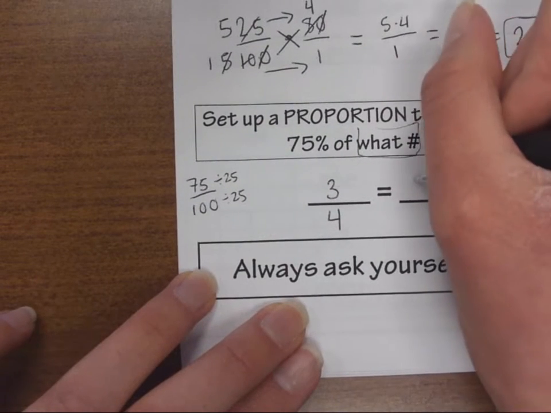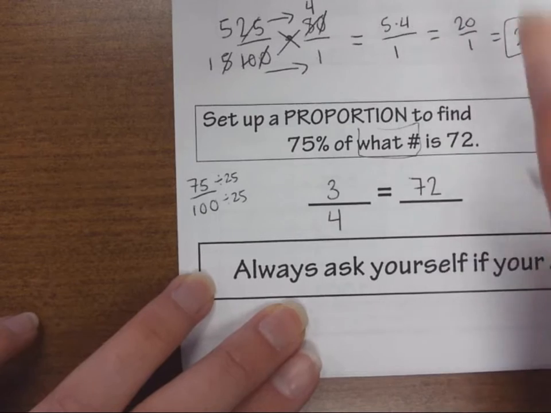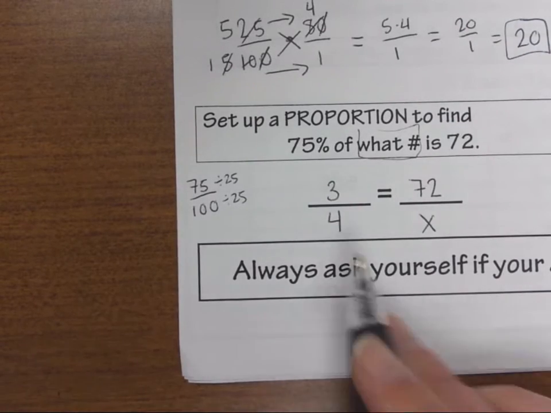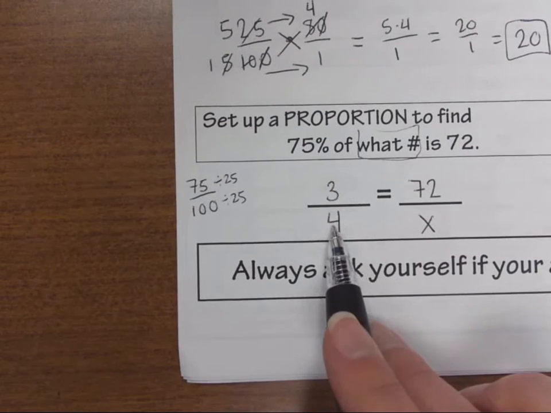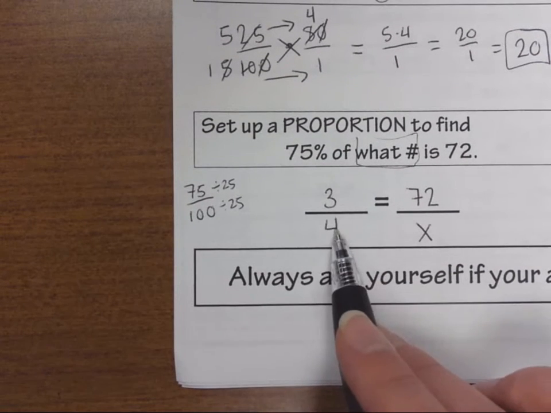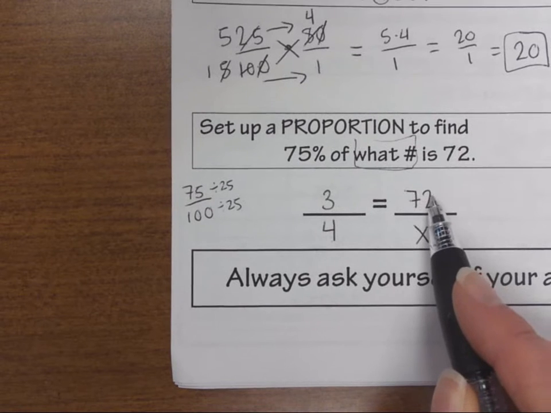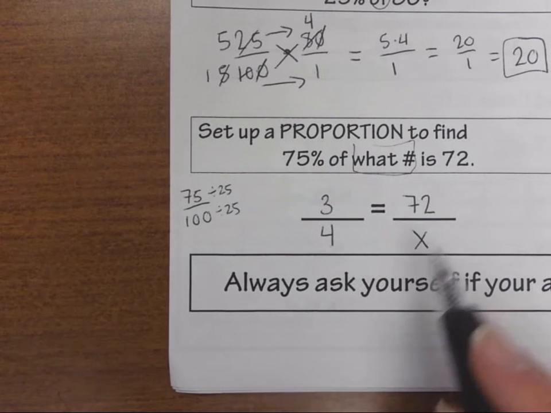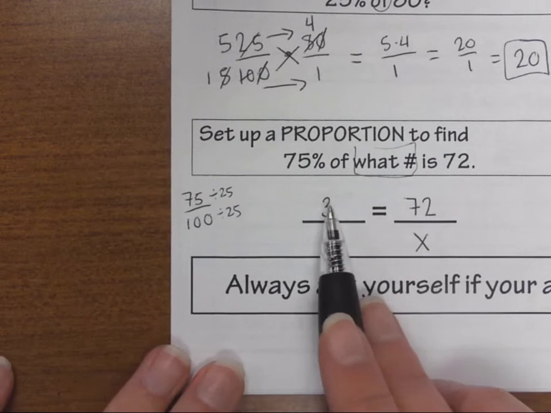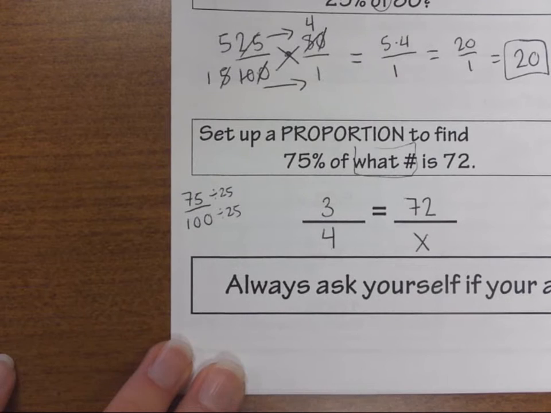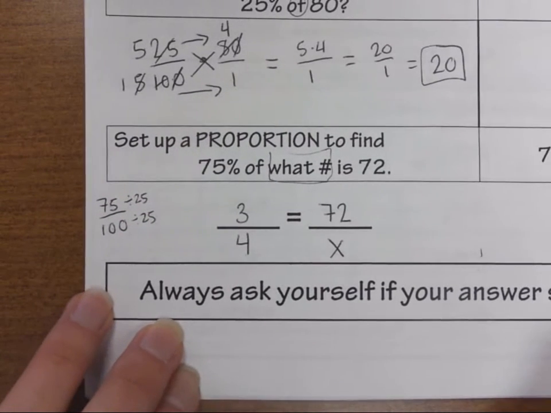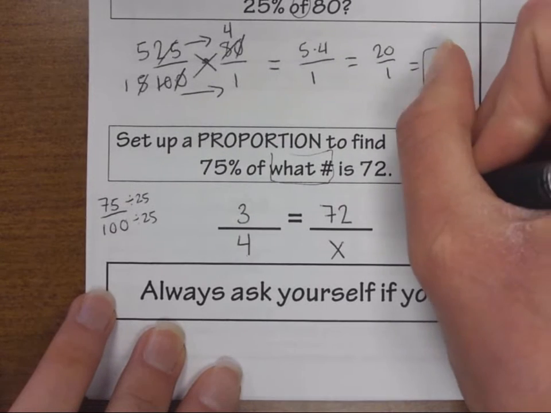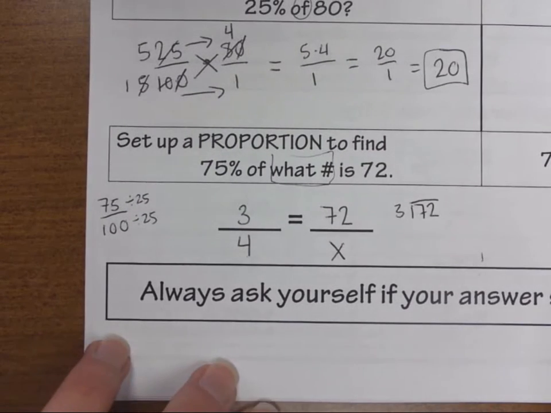Okay, and I know that the value I'm looking for, so I have 72 is the part, and I want to find some number. I'm going to represent it with x. So 75%, or 75 out of 100, or 3 out of 4, is going to be equal to 72 out of some bigger number here. So I need to figure out what this is. So I want to know, what did 3 multiply by to make 72? Maybe you know that off the top of your head, but if not, we can find that out by dividing. So if I divide 72 by 3, I'll know what I times by.